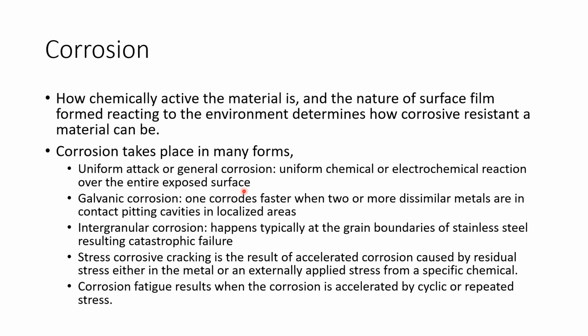So how chemically active the material is. Every time you think about corrosion or the corrosive property of the material, we look at the material, we check the structure of it, and we see if it's chemically active. Active means it can react to the environment. And then the nature of the surface, their surface film. The surface film always forms when the material is subjected to the environment.